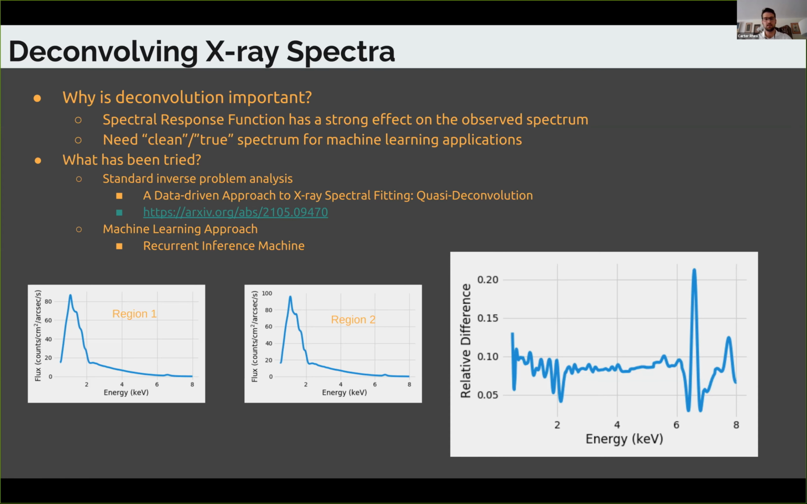We've been using a technique or an algorithm known as the recurrent inference machine. It is a combination of recurrent neural networks and classic Newtonian stepping. I'm not going to talk about it at all, except to say that we're currently working on this, and it shows great promise for doing deconvolution of X-ray spectrum.